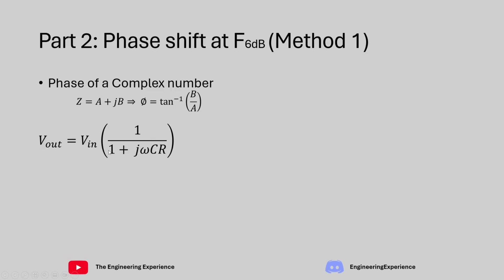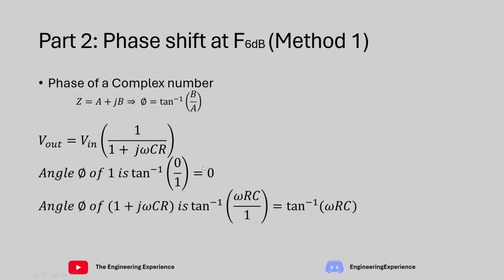The frequency response of our filter was this. So the angle on top is basically 0 divided by 1, as we don't really have an imaginary part on the top part here. So arctan of 0 divided by 1, so 0, is equal to 0. And then doing the angle of the bottom section, we basically end up with the real part as 1 and the imaginary part as omega cr. So we've got omega rc over here divided by 1, so obviously we've got omega rc.